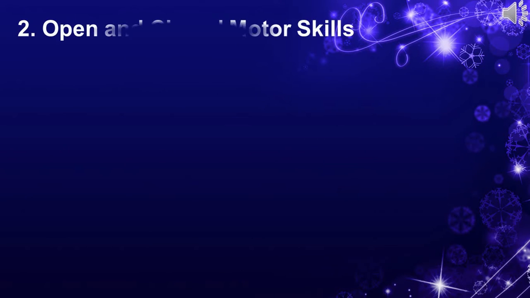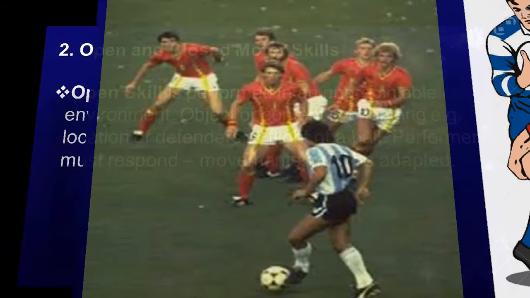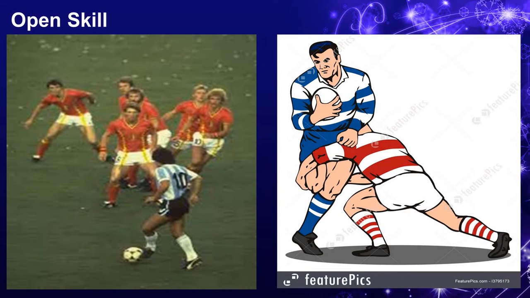Number 2. Open and closed motor skills. Open skill is performed in an unpredictable environment. Object or content is changing, like location of defenders or flight of a ball. Performer must respond. Movements must be adapted. Examples of open skill are football and rugby.